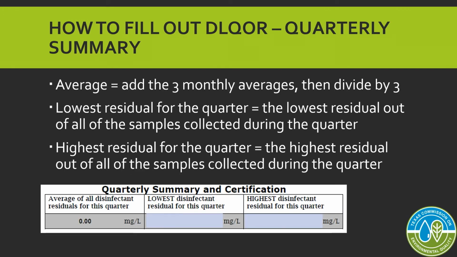All right. So at the bottom of the form, there is where you actually fill out the quarterly summary. So you're going to take each of those 3 previous monthly averages, and you're going to use those to calculate this quarterly summary. That's what we're going to utilize for determining compliance. One other thing leads to us having to make a lot of phone calls. Make sure the lowest disinfectant residual of the quarter, whatever you list here, should show up in one of those 3 months that you listed on the DLQOR. If we don't see it, we'll reach out to you and see why there's a discrepancy. Same with the highest.